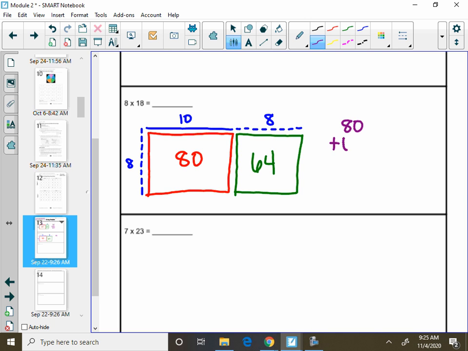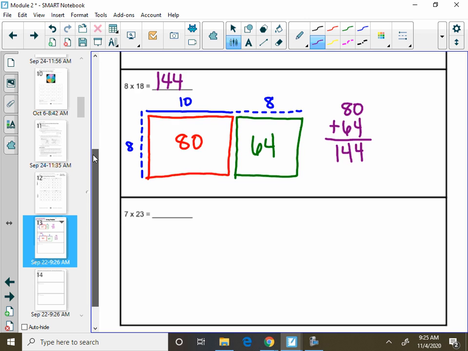Jessica, what are we going to do? Add them up. So what is 8 times 18? 144. And it was easy to find because we broke it up into very manageable chunks. Okay, let's go ahead and do another one.